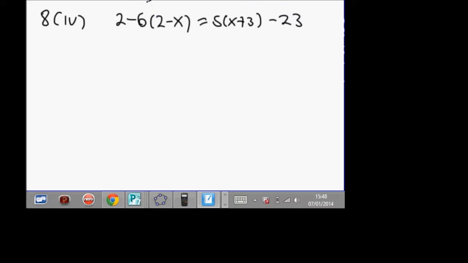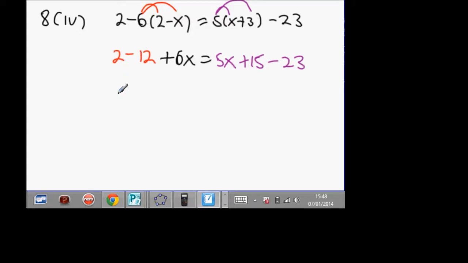Connor? You do 2, minus 6 by 2 is minus 12. Yeah. Minus 6 by minus x is plus 6x. Yeah. Next one? 5 by x is 5x. And 5 by 3 is 15. Yeah. Minus 23. Okay. Now, let's tidy up a little bit. What's 2 minus 12, lads? Minus 10. Okay. Plus 6x, come on, Stephen. What's 15 minus 23?